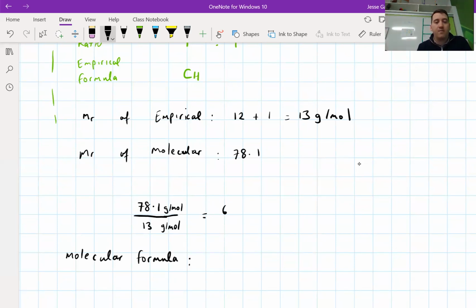What do you think? Okay, so there are 6 times the empirical formula, CH, which means you have to take the CH and multiply everything in there by 6. So you're going to get C6H6. So well done if you got that. Okay, so you see how to do that now. You always have to first work out the empirical formula, then compare the empirical formula's MR to the molecular formula's MR, and work out how many of them are in there, and you'll be able to work out the formula then.